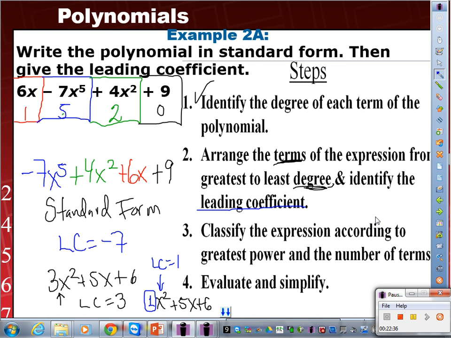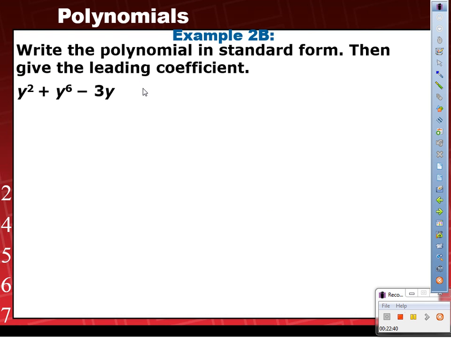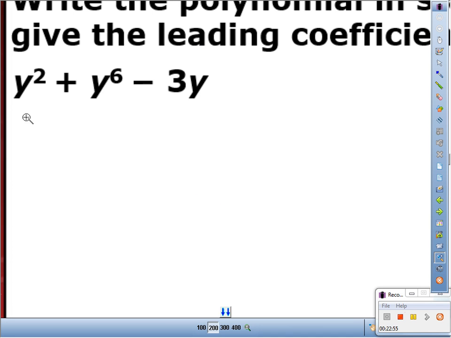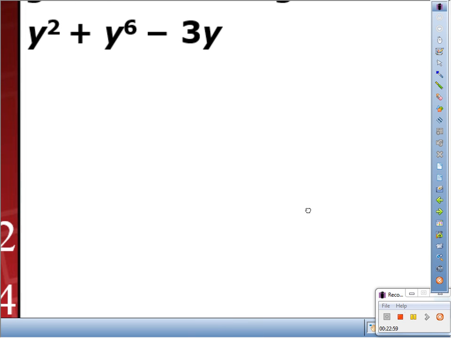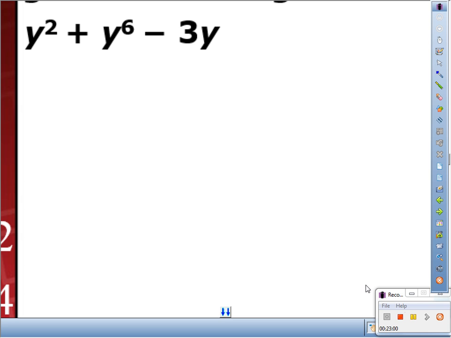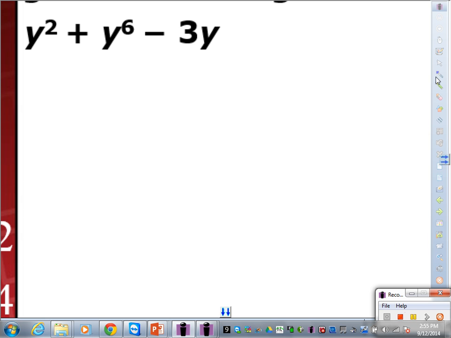All right, copy this next one. Example 2b. You don't have to copy the instructions anymore, because we already have them. So just write example 2b and write the polynomial y squared plus y to the 6 minus 3y. Let me zoom in for those of you that are back there. There you go. Write that in standard form and identify the leading coefficient.